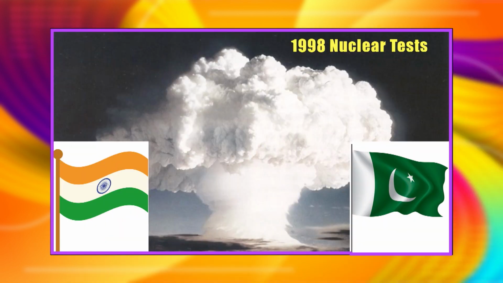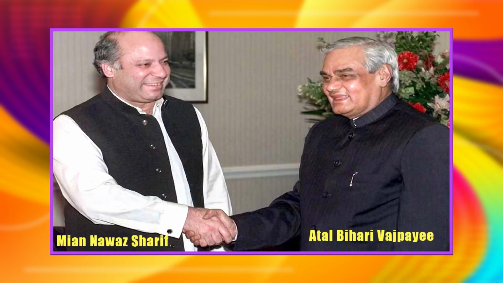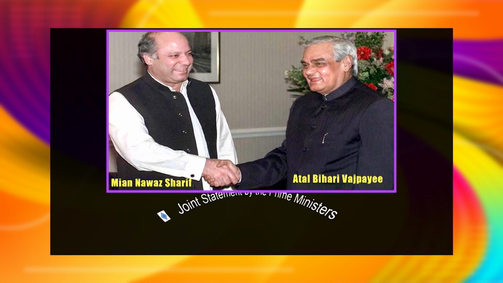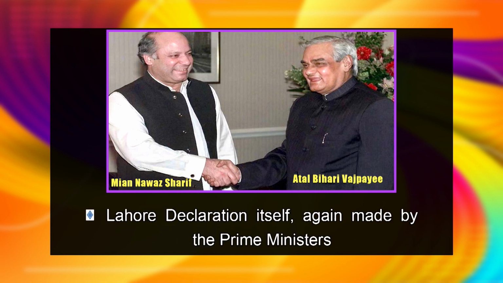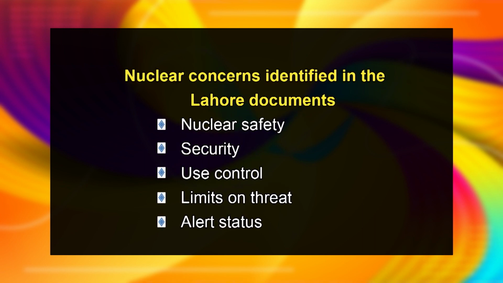After the 1998 nuclear tests, India and Pakistan had to confront more openly the reality of their now nuclearized neighborhood. In February 1999, India's Prime Minister Vajpayee and Pakistan's Prime Minister Nawaz Sharif met in Lahore, Pakistan, and agreed to a joint statement by the Prime Ministers, a Memorandum of Understanding by the Foreign Secretaries, and the Lahore Declaration itself, again made by the Prime Ministers. The nuclear concerns identified in the Lahore documents are nuclear safety, security, use, control, limits on the threat, and alert status. A series of CBMs were proposed to address these concerns.